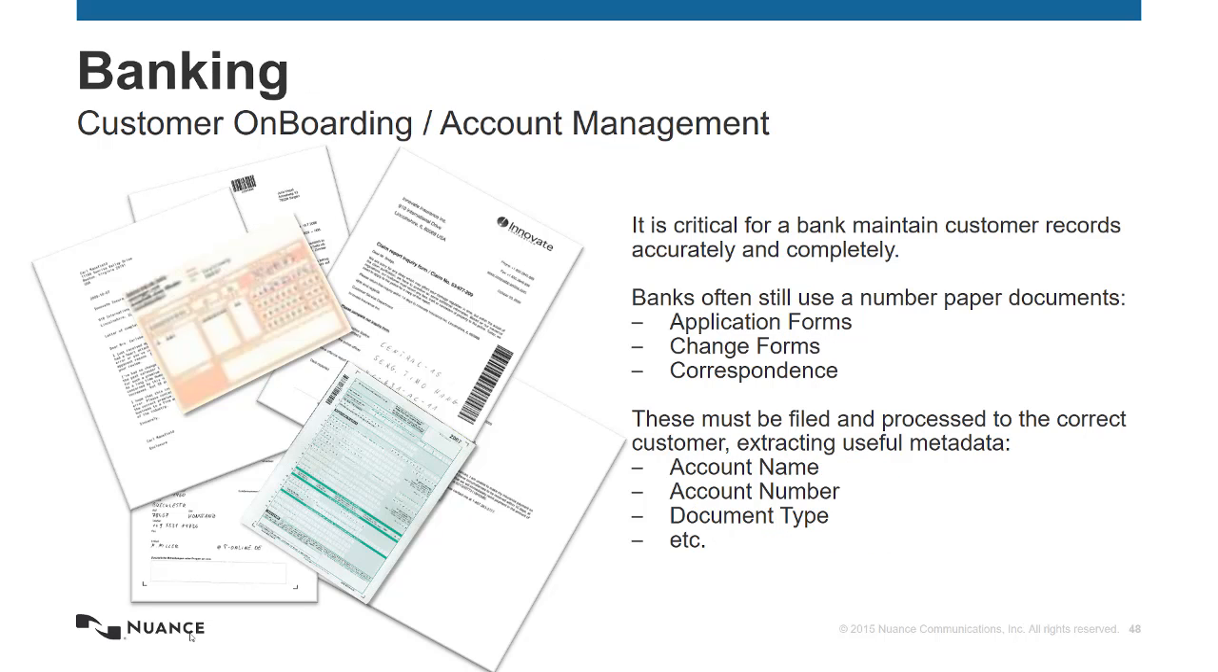We've got banking, so customer onboarding and account management. Again, the same applies for all of these. Records must be accurate and must be complete. Although a lot of banks are modernising, they're still using paper documents for a lot of elements. Application forms for new bank accounts, change forms, as we saw in this example, account closure forms, correspondence, etc. They must be filed, they must be processed correctly, they must extract meaningful metadata such as the account number or the account name and the document type, and process them fast and efficiently.